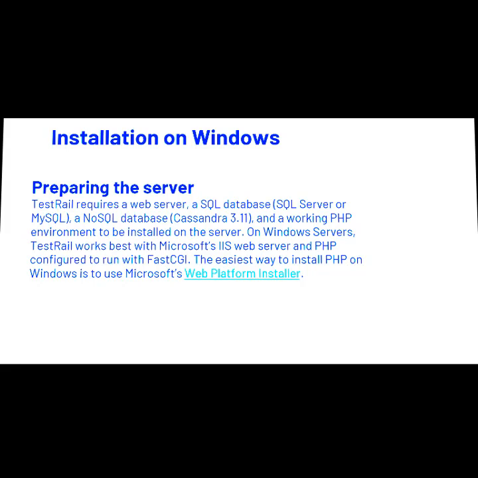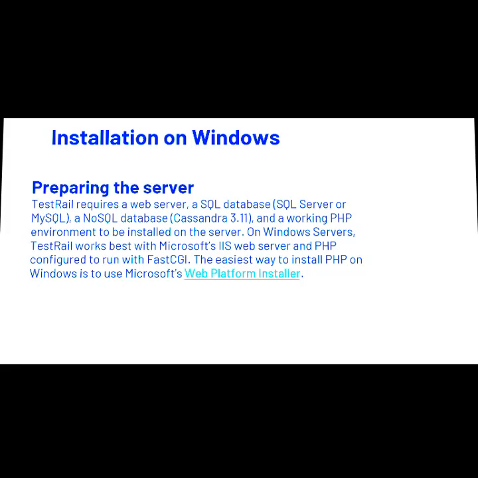a SQL database, Cassandra 3.1, and a working PHP environment to be installed on the server. On Windows servers, TestRail works best with the Microsoft IIS web server and PHP configured to run with FastCGI. The easiest way to install PHP on Windows is to use the Microsoft Web Platform.